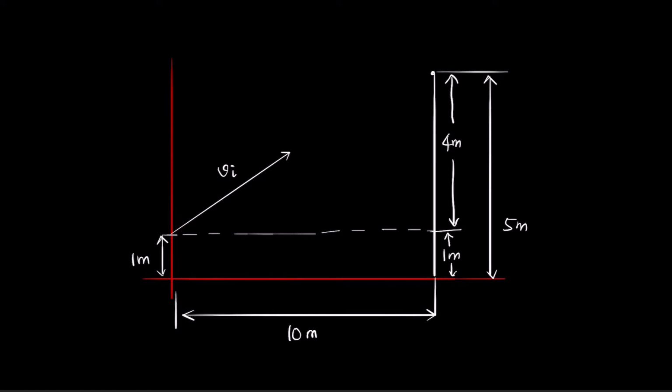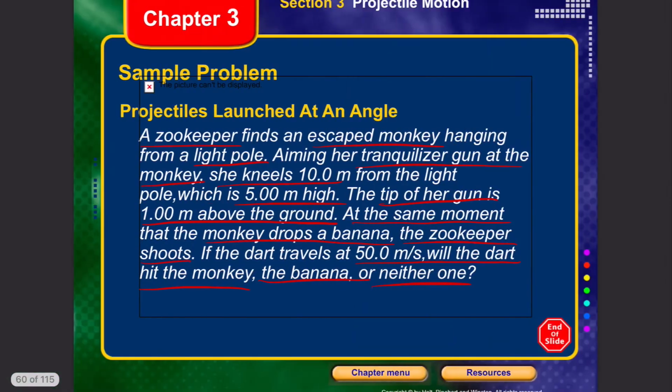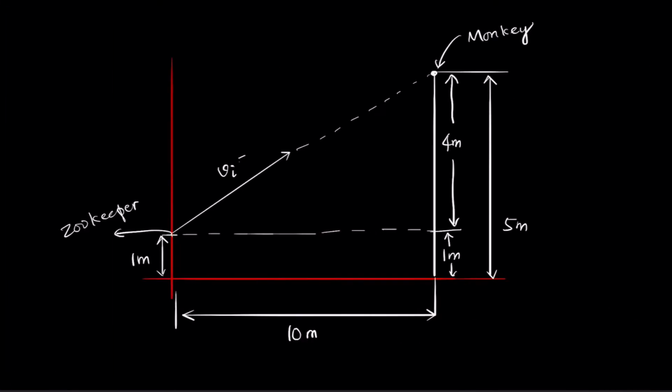So we have everything that we need. Notice that she is aiming her shot at the monkey. For example, let's consider this is the position of the monkey right here, and this is the zookeeper right here. Now if the dart travels at 50 meters per second, so this vi is 50 meters per second.